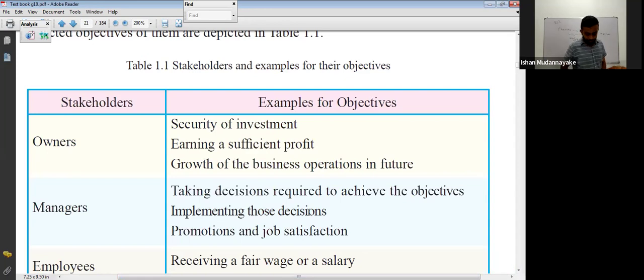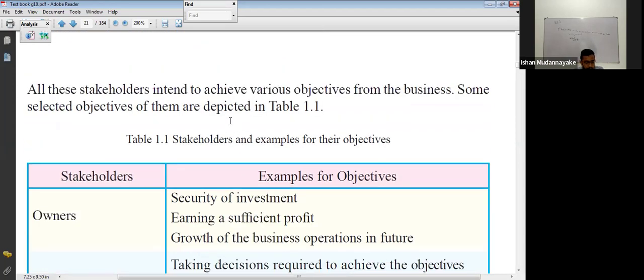We will read one by one. Expectation. You need to highlight. Stakeholders intend to achieve various objectives from the business. You need to highlight this point.